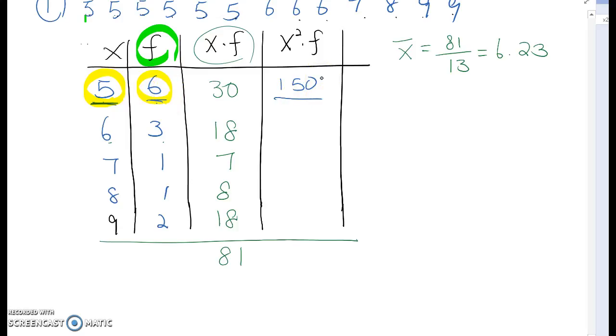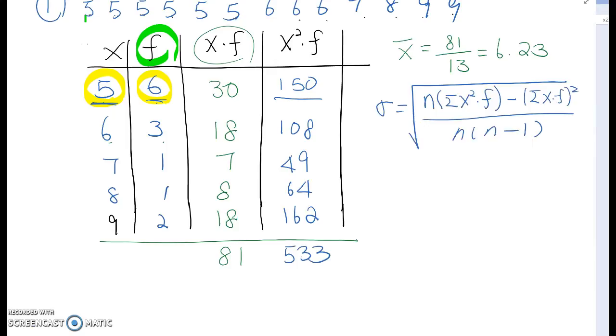Please pause this video and find all the values first, and then double check whether you have the same values as I have. Then you will get those values. So now you need to combine this column.